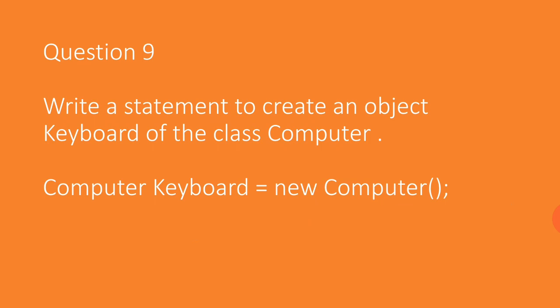Now next question, write a statement to create an object keyboard of the class computer. Actually conceptually this question is wrong because keyboard cannot be of type computer, but since the question is given, we need to write the answer. So answer is, first we write the class name, that is here computer, then we write the object name, that is keyboard, then assignment operator, and then new keyword followed by the constructor, that is here computer because the class name is computer, and the constructor name is always followed by a parenthesis and the semicolon.